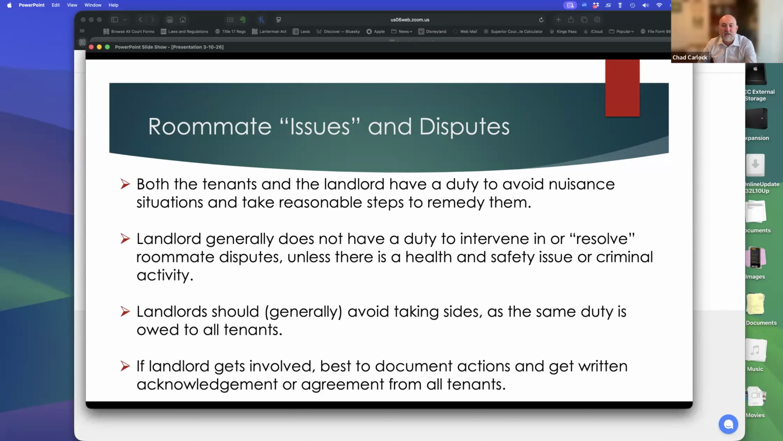If you do have to get involved, again, document what your actions were, document the reasons for your actions, document the evidence that people give you that you're using to base your decisions on. If you can, you want to get a written acknowledgement or an agreement from all tenants as to what you decided to do to resolve the situation, so that you can put the issue to bed and not have to resolve it again when it crops back up the next time.